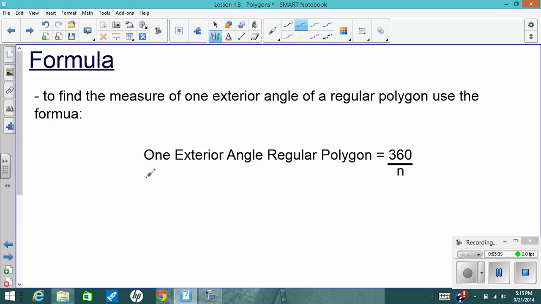So now, using that information, if we know that a polygon is a regular polygon, we can find the measure of one exterior angle, just like we did for one interior angle. And all we need to do is take 360 degrees, because we always know the sum is 360, and we can divide it by n, the number of sides.